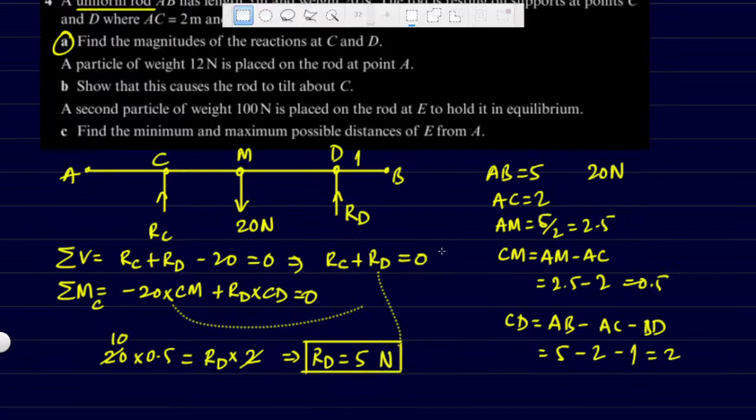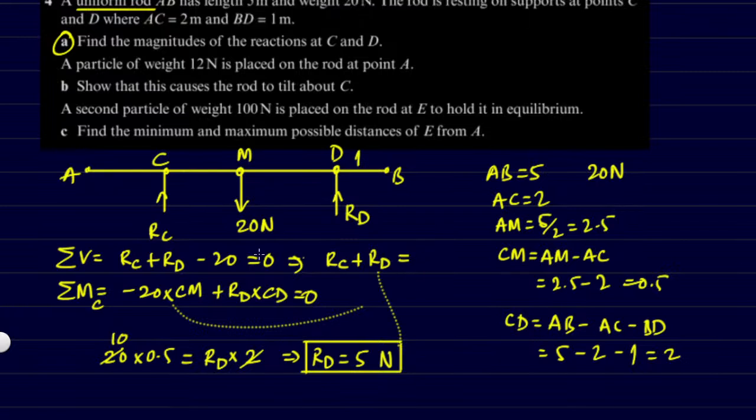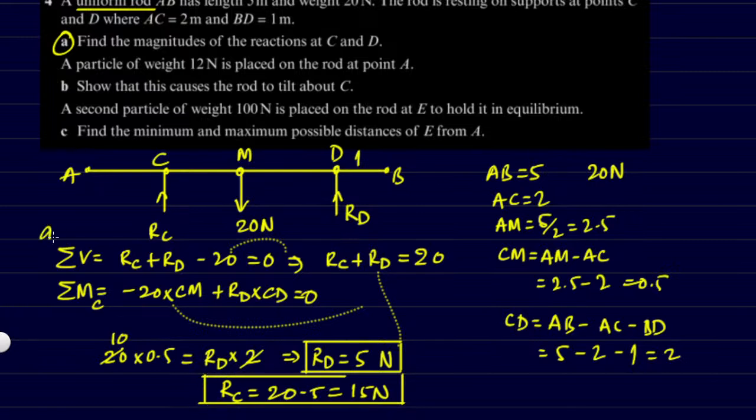Sorry, this is not 0, no? This should be how much? 20 term goes to the other side, so it becomes 20. RD is 5, then RC will be 20 minus 5, that is 15. Okay. Yes. So this is the solution to A bit.